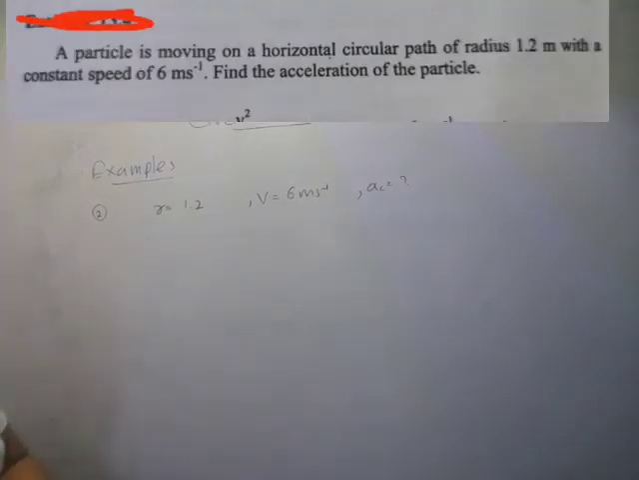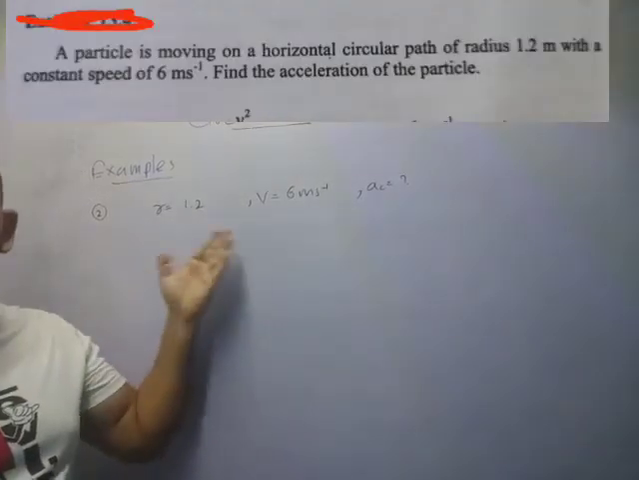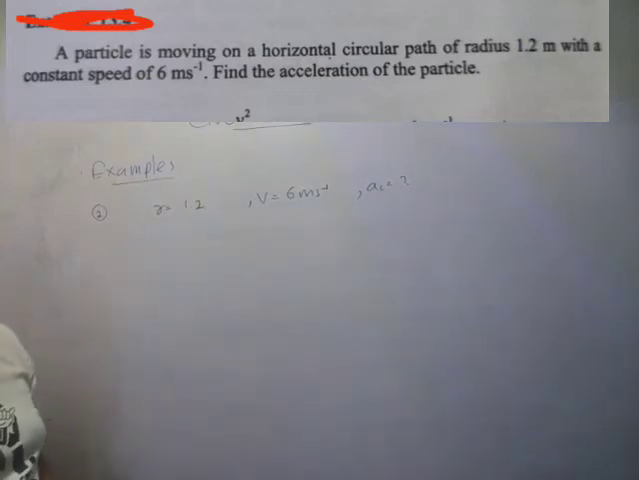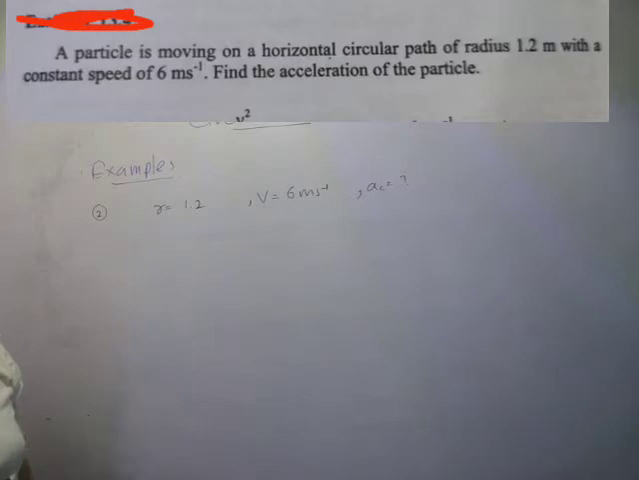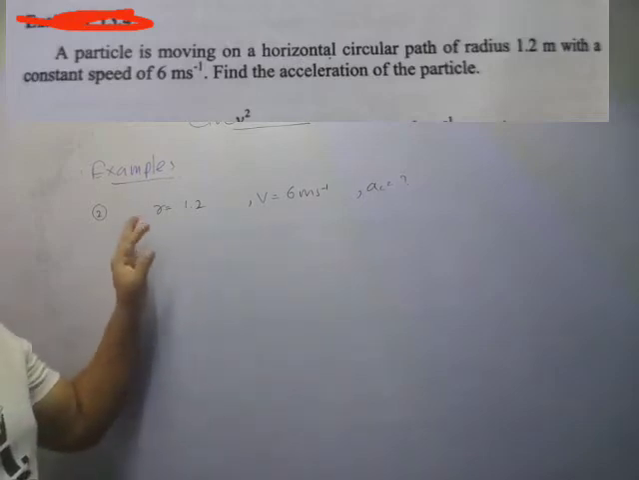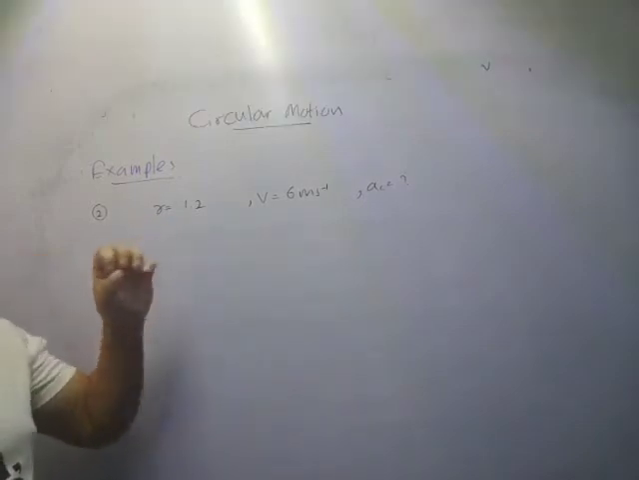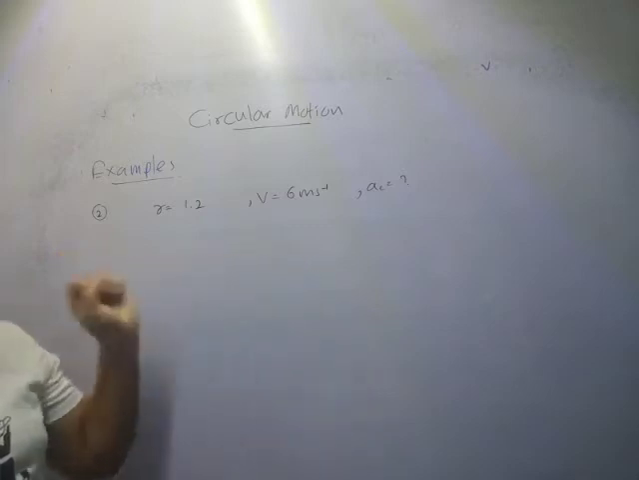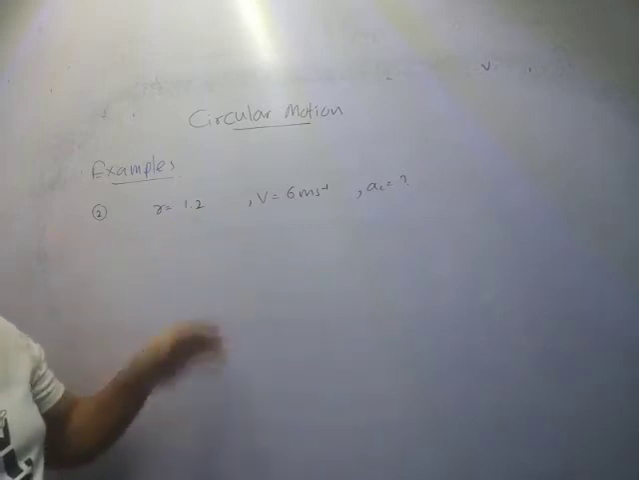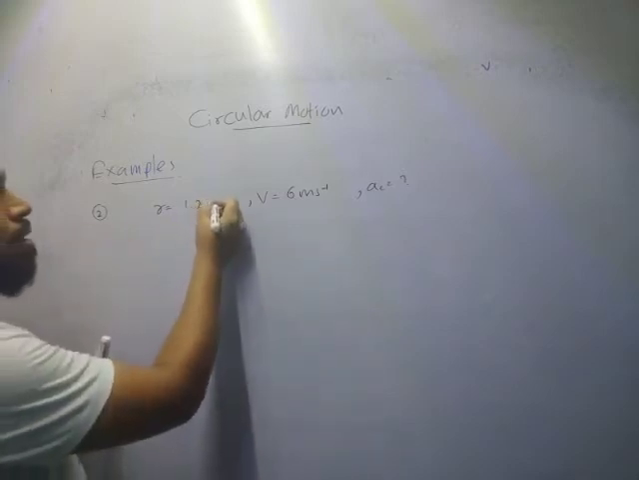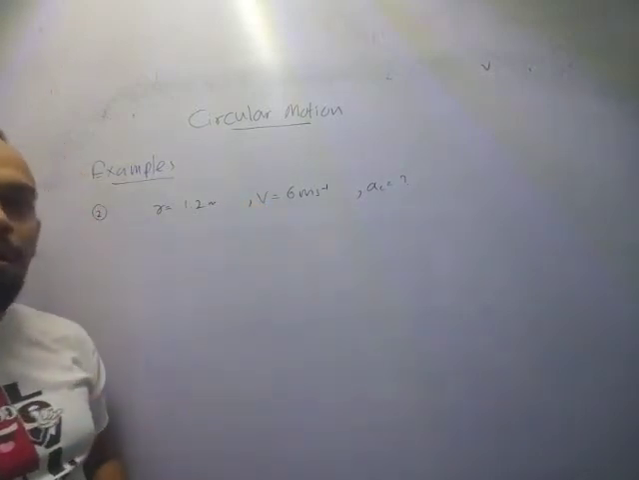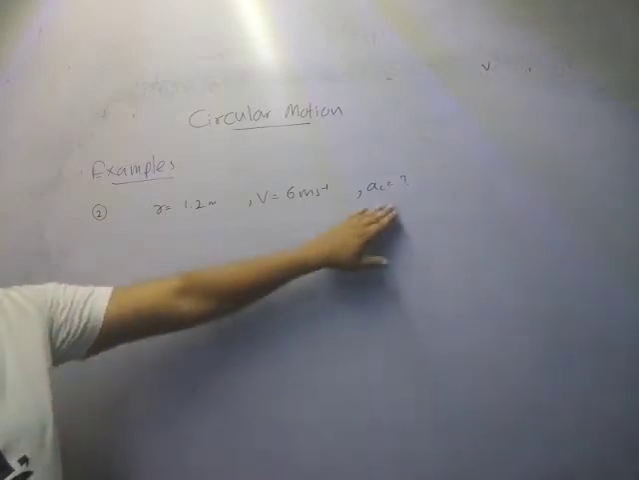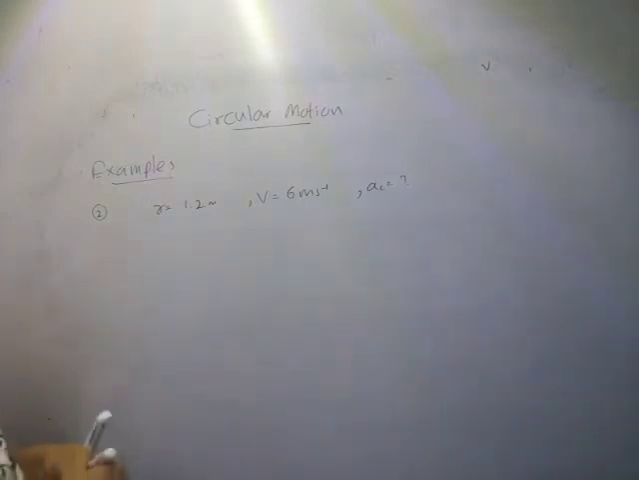Right. So the second problem should appear here on the screen at the moment. Please note it down and try it yourself. Right. So these are the data given. Now a particle is moving in a circular path. They say radius is 1.2 meters, right? With a velocity of 6 meters per second. Velocity means usually they are referring to linear velocity. They are asking us to find the centripetal acceleration.